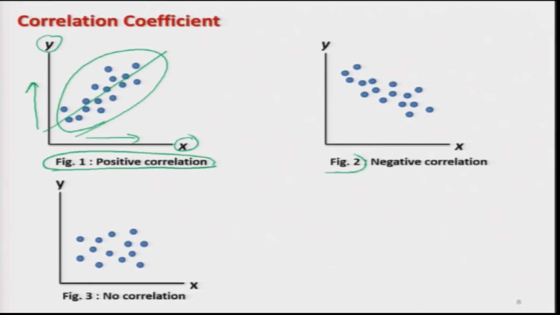Similarly, in figure 2, as the values of x are increasing, the values of y are decreasing, and these observations are going like this, and in this case the trend line can be fitted like this. So, in this case we would say that x and y are negatively correlated.